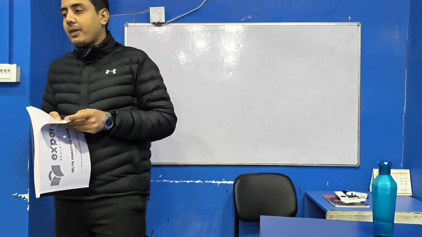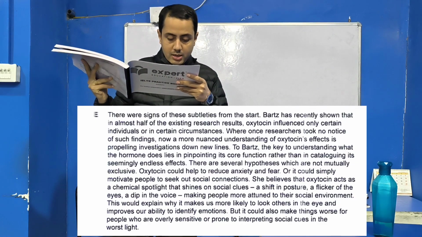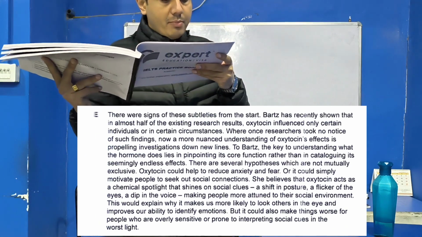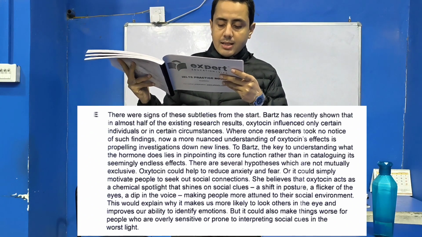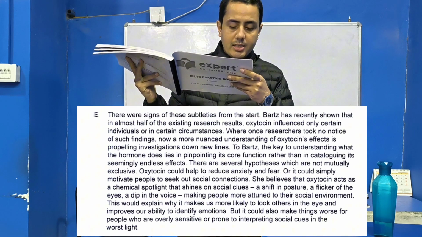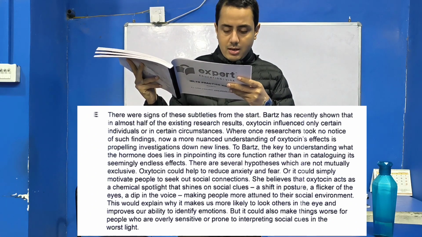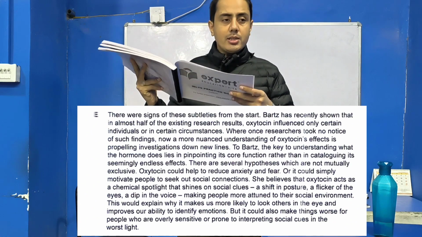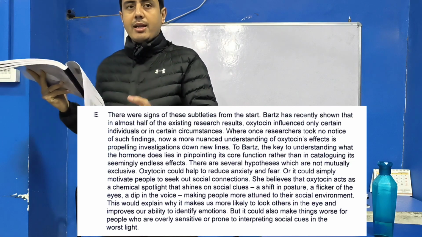Did you say in another paragraph you found the name? Paragraph E. Okay, so this thing might happen. Jennifer Barnes is not only mentioned in paragraph C, but also in paragraph E. So we have to read that part as well to be sure if that is the answer. Paragraph E. To Barnes, the key to understanding what the hormone does lies in pinpointing its core function rather than in cataloging its seemingly endless effects. Again, it doesn't say that the effect varies. It just says that we have to pinpoint its function. Means what is the main function? We have to find that out.